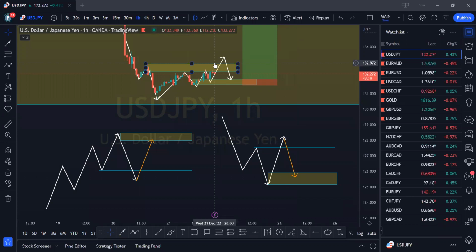So what you need to learn and master is order flow shifts, how price moves, changes from bearish to bullish, and how price shifts from bullish to bearish.